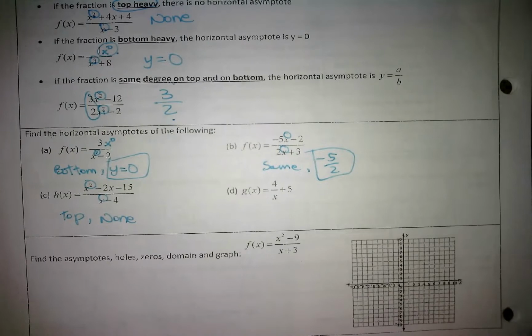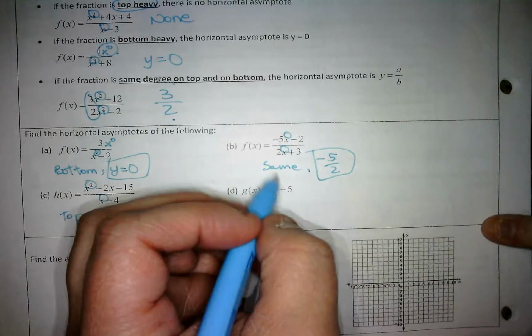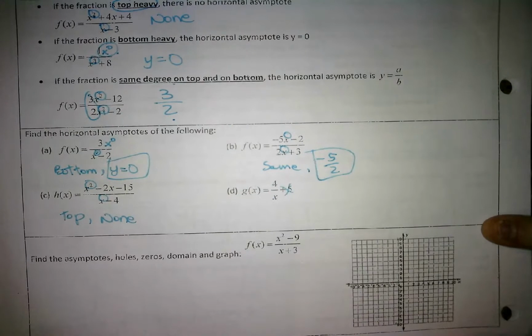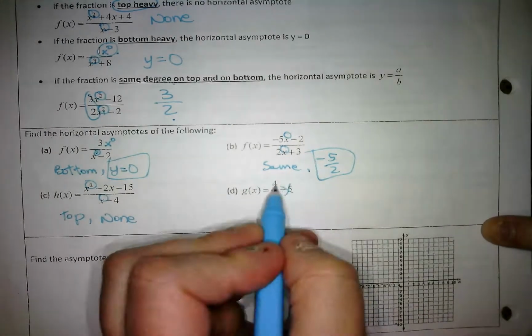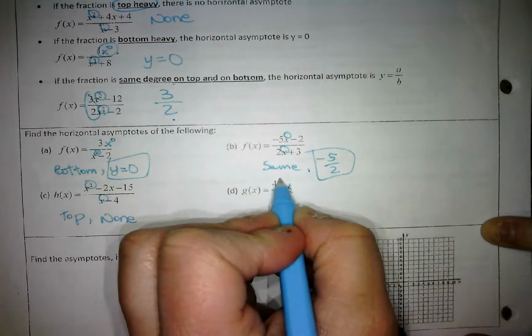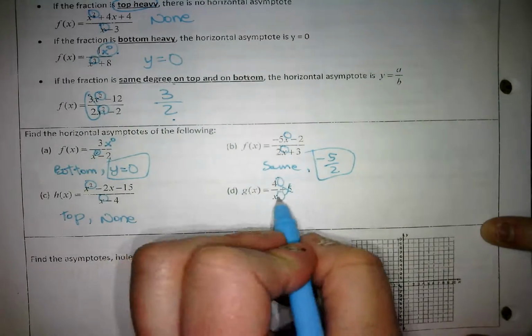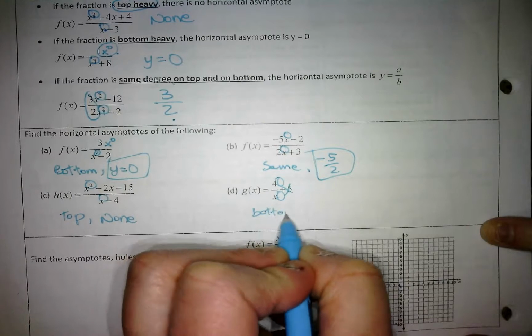So this one right here, once again, that's a vertical shift. So we don't even need to pay attention to that. All we're looking at here is the x's. So this one's bottom heavy, which means that it's y equals 0.